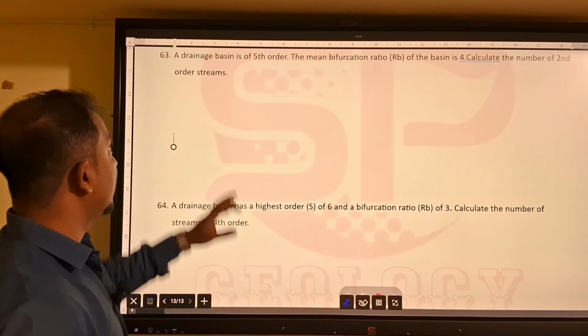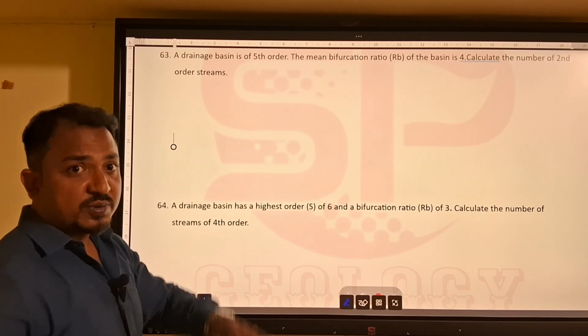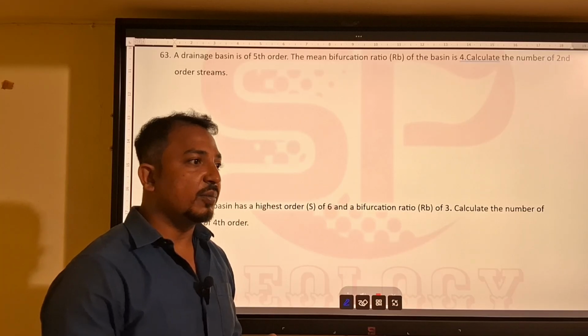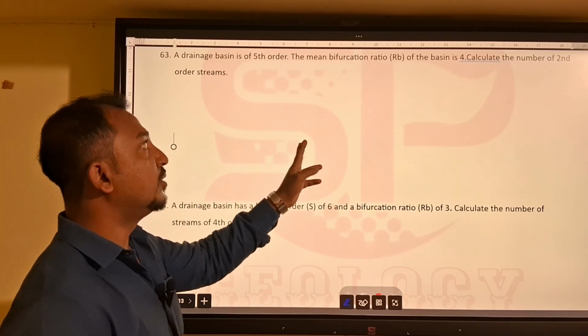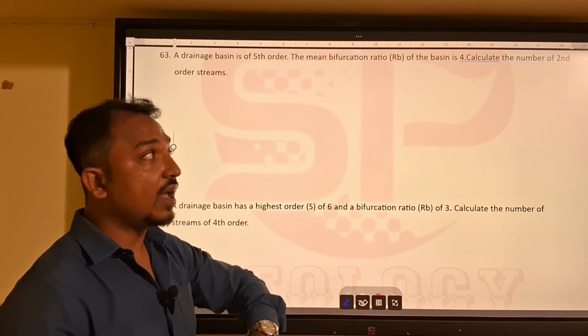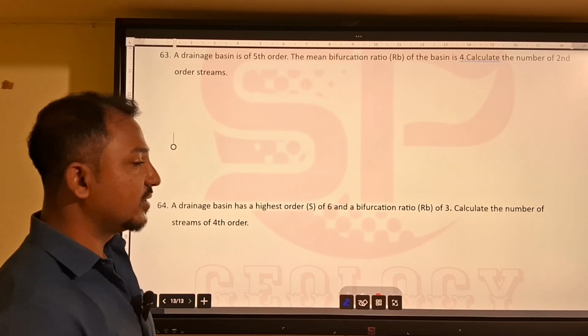So the next question: it is a drainage basin of fifth order. So there is a drainage basin which has the highest stream order of fifth. The mean bifurcation ratio is given as 4, and you have to calculate the number of second order streams. There is a formula for this.